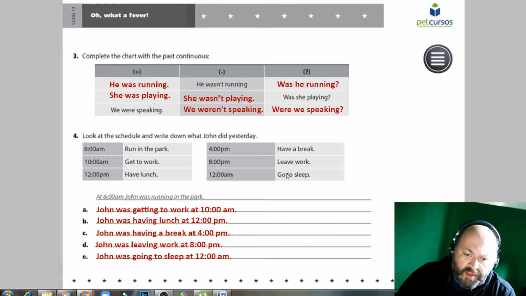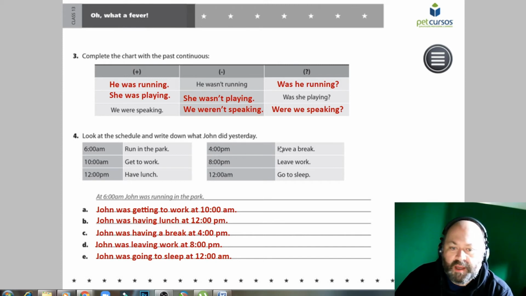So he has many things to do. At 6 a.m. run in the park, 10 a.m. get to work, 12 p.m. have lunch, 4 p.m. have a break, 8 p.m. leave work, 12 a.m. go to sleep, ok? Tudo é sobre o John e tudo no past continuous, que ficou assim então.